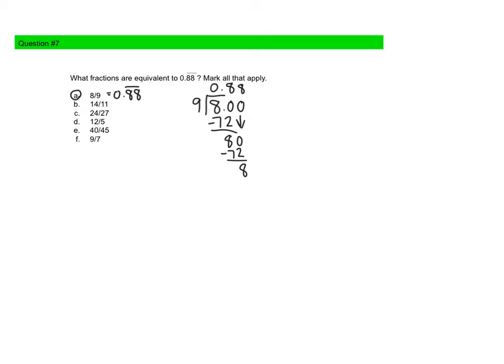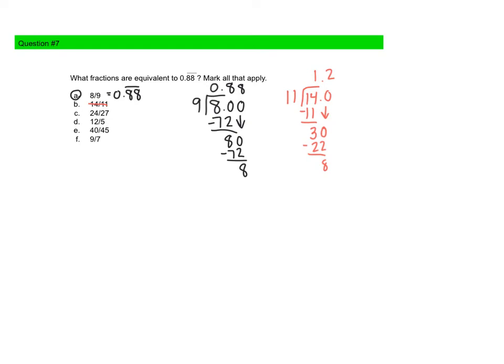Okay, B, it's 14 over 11, or 14 divided by 11. 11 goes into 14 one time. 14 take away 11 is 3. We add a decimal point. We get a 0. 11 goes into 30 2 times. And I'm actually just going to stop here because I already have 1.2 as my answer. My answer is never going to say 0.88. It's just going to keep going 1.2 something. So B is not my answer.